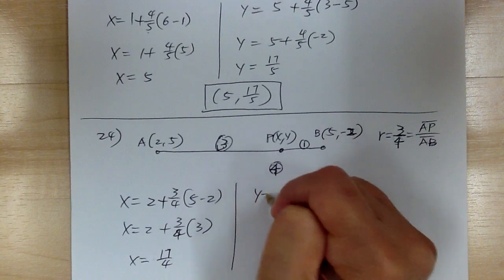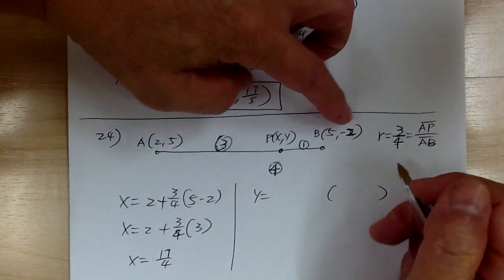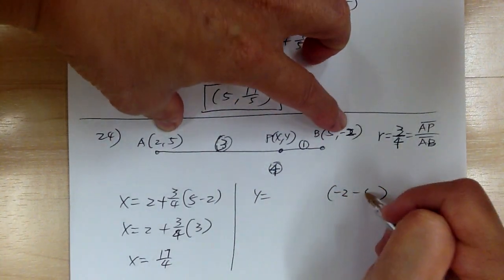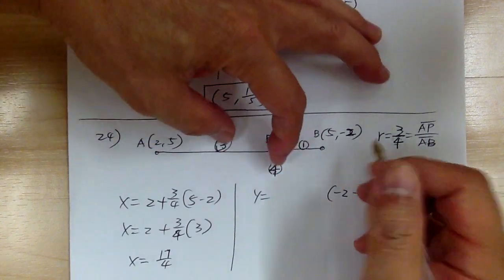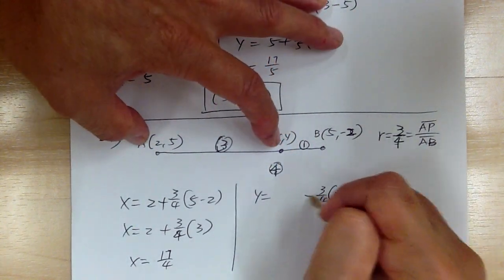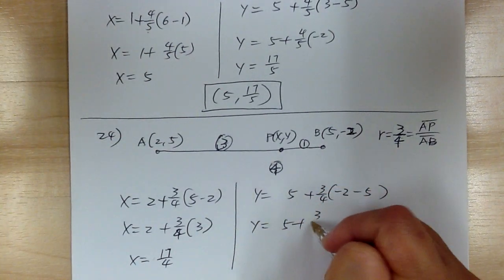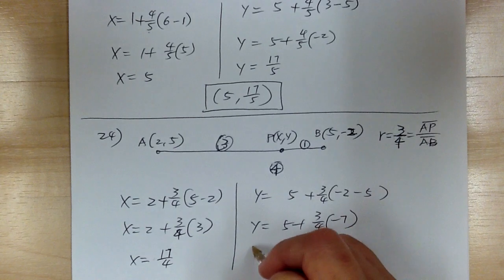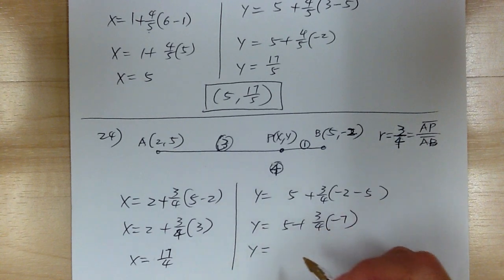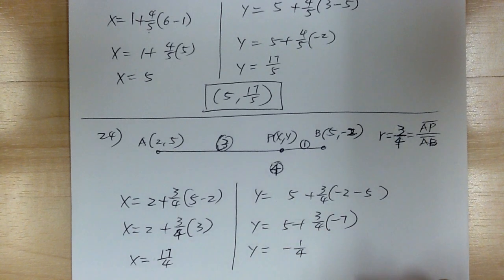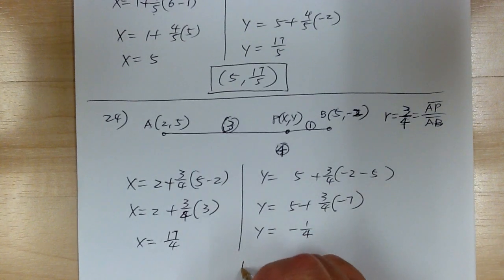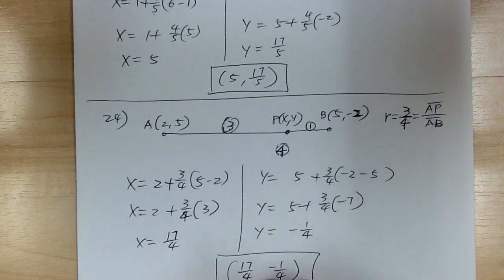So do the y. So you're going to get negative 2 minus 5. So that's the whole thing, times by 3 over 4 to get this, and you have to plus onto that value, right? So y equals 5 plus 3 over 4 times negative 7. So y is equal to negative 1 over 4. So your coordinate would be (17 over 4, negative 1 over 4). Okay, let's go to number 26.